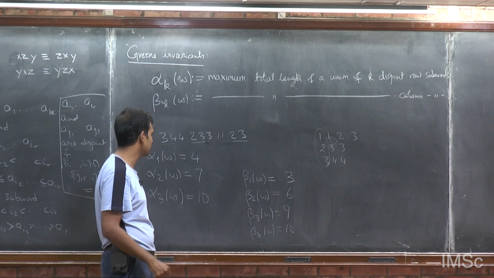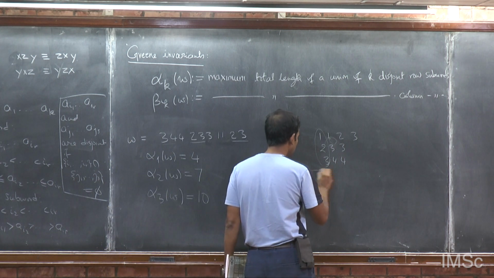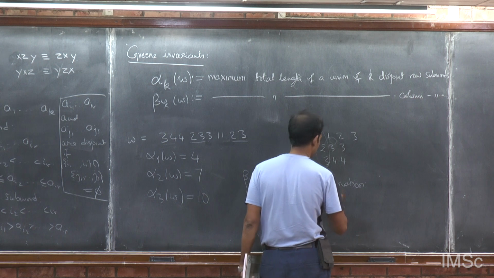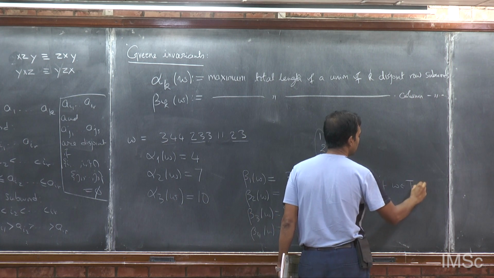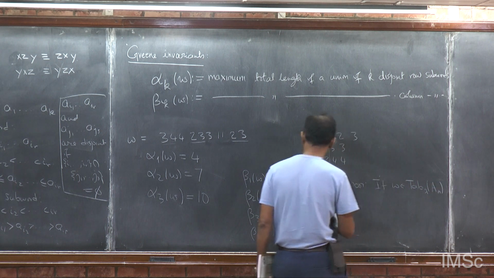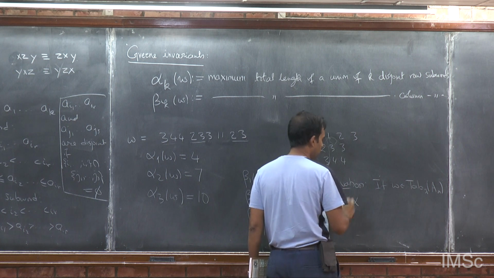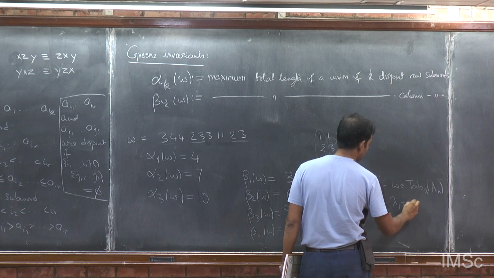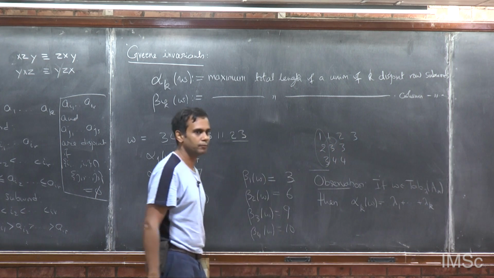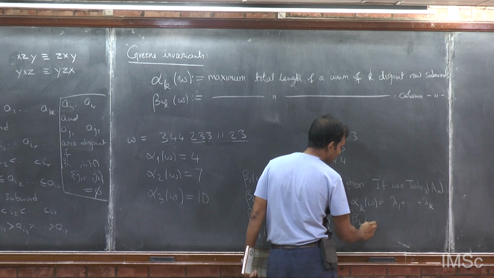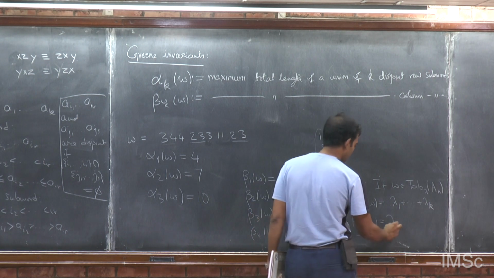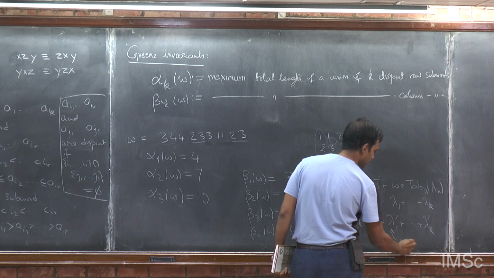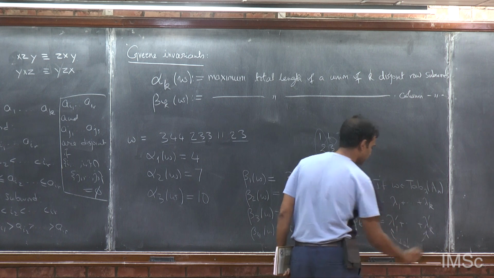So what we are saying is that if W is a tableau of shape lambda, then alpha k of W equals lambda 1 plus through lambda k, the sum of the first k rows of lambda, and beta k of W is the sum of the first k columns of lambda. Usually that is denoted by lambda 1 prime plus through lambda k prime. So these are column lengths, or the parts of the conjugate partition.